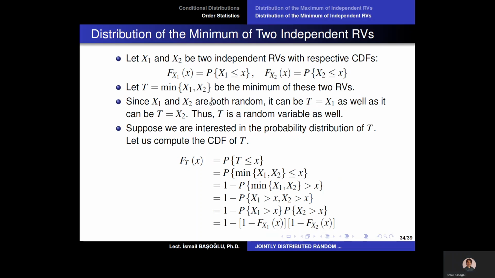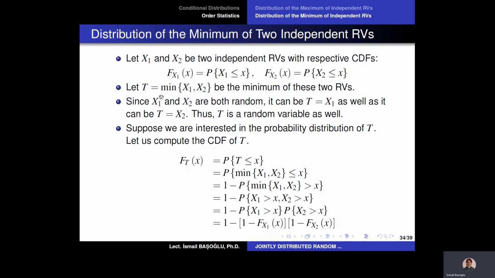So the lifetime of the automobile is equal to the minimum of the lifetime of these two components. And since X1 and X2 are both random, the lifetimes of these two components are random, we can say that T can be equal to X1 as well as it can be equal to X2. So which one, engine or gear, breaks down first will determine the lifetime of the automobile, okay? Therefore, the lifetime of the automobile is random as well, dependent on the lifetimes of these two components.